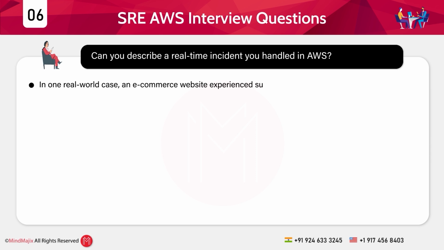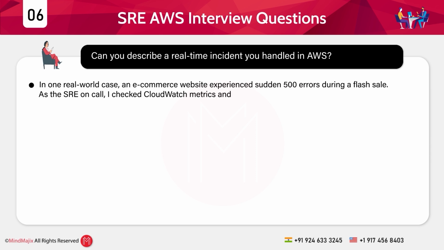So let's say in a real world case, an e-commerce website experienced sudden 500 errors during a flash sale. So as the SRE on call, what you can do is you have checked the CloudWatch metrics and noticed the ELB target group had several unhealthy EC2 instances. So using the AWS Systems Manager, you have accessed the logs and found a memory leak in the application code.